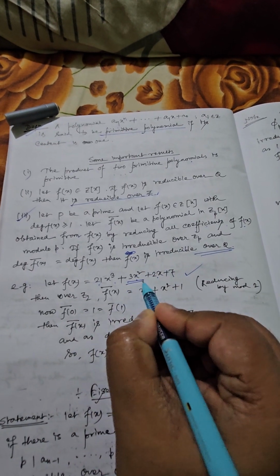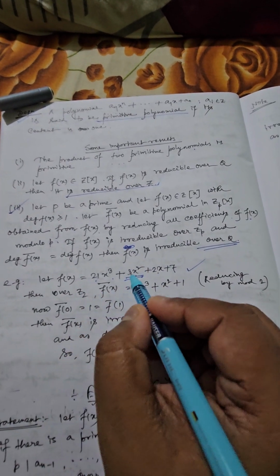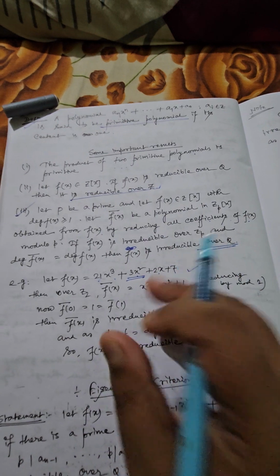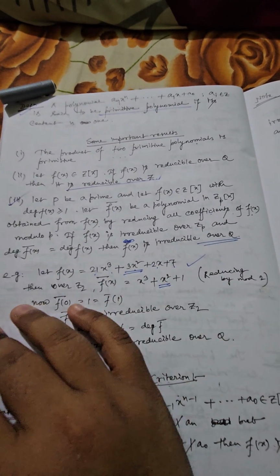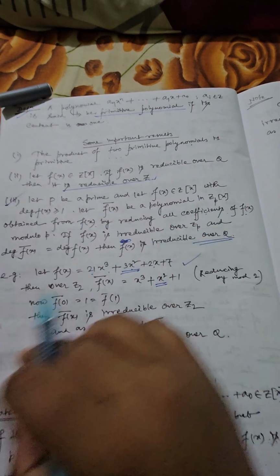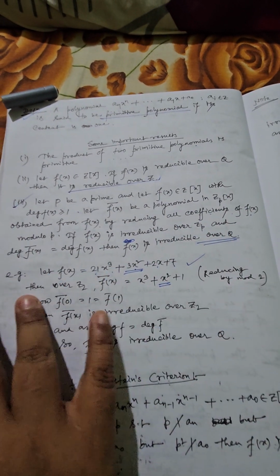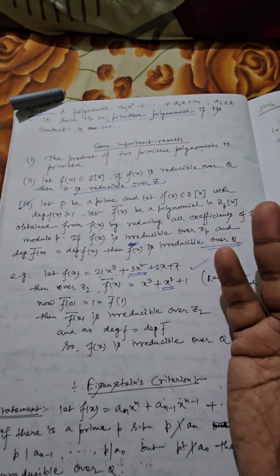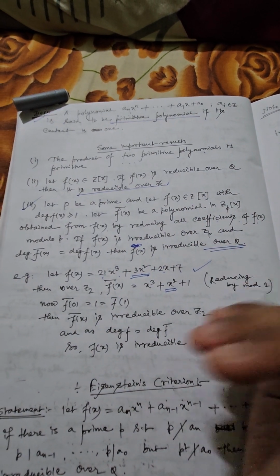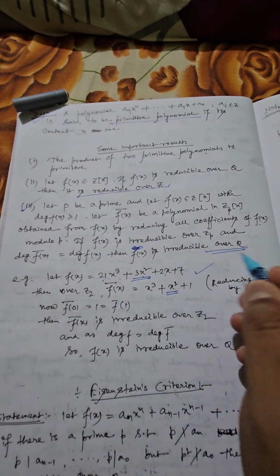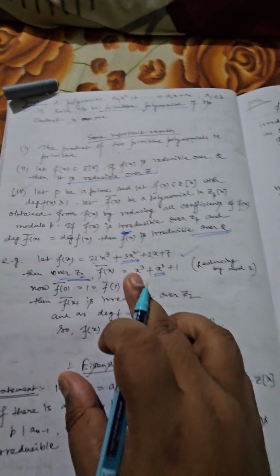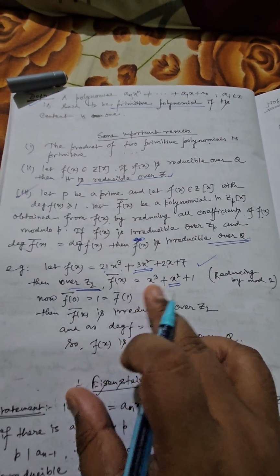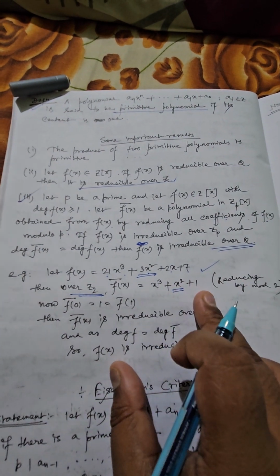Now 3x square, again apply modulo 2. 3 divided by 2 gives you remainder 1. So that means x square. 2 divided by 2, remainder 0, so this part will be abolished. 7 divided by 2, obviously remainder will be 1. So ultimately f bar x, after reducing with the help of modulo 2, because we have taken Z2, can be written in the form of x cube plus x square plus 1.